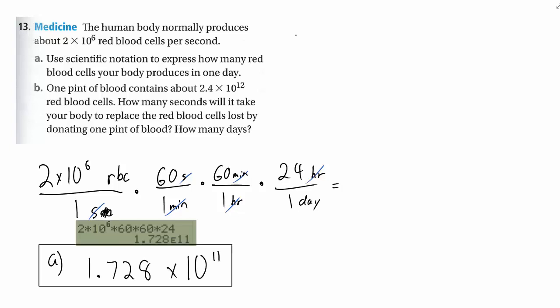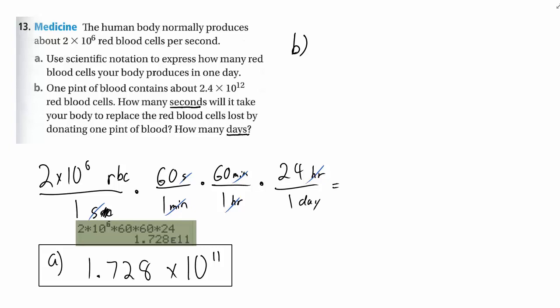Now, for part B, we're told that 1 pint of blood contains about this number, in scientific notation, of blood cells. We want to know how many seconds it will take for your body to replace those lost by donating 1 pint of blood. So first they want you to say how many seconds it will take, and then they want you to tell them how many days it will take.